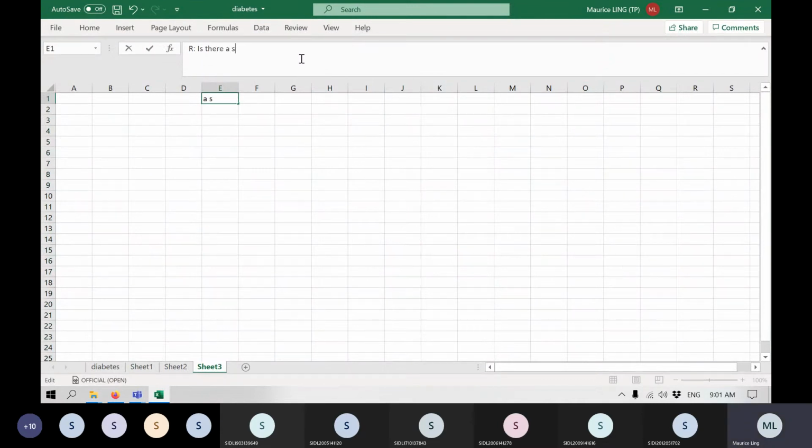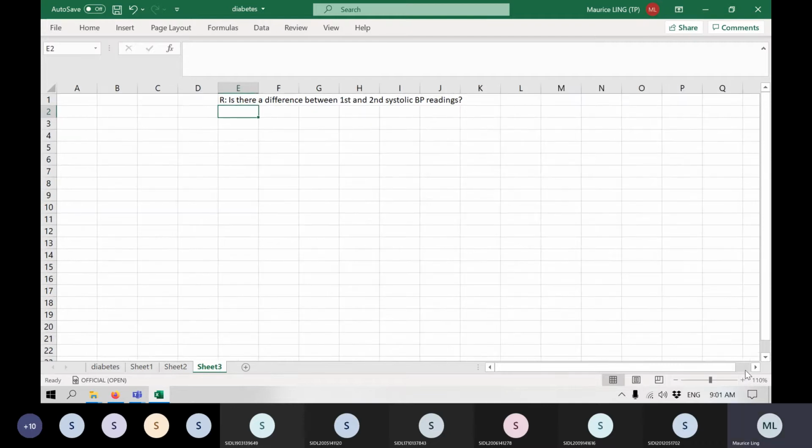Your question will be this: is there a difference between the first and second systolic blood pressure readings? So that's a question. And your null hypothesis is that there's no difference. The hypothesis is basically there isn't.